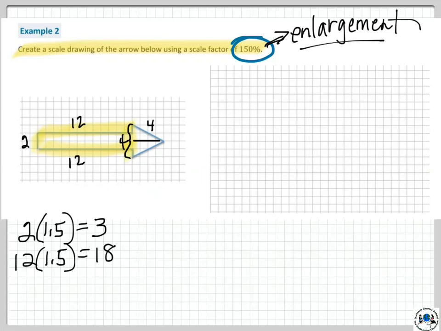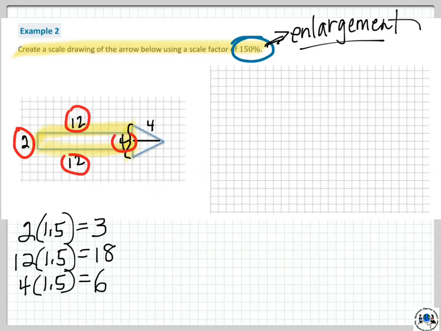My measurement of 12 is going to turn into 18. And my measurement of 4 is going to turn into 6. And that's all I need, because those are the three numbers that I have. I have my 2 here, 12s, and a couple of 4s there. All right, so there we go. And then all I have to do now is, it's just time to draw.